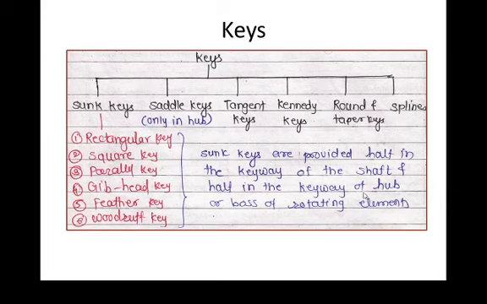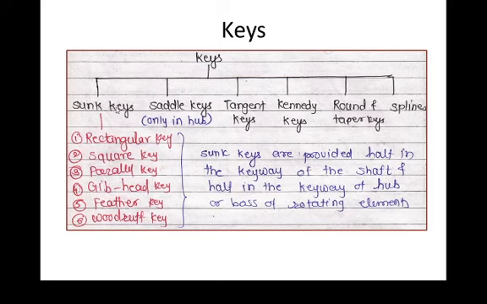Keys are classified into a number of categories, that is the sunk key, saddle key, tangent key, Kennedy key, round and taper key, and the splines. These are the different types of keys depending on the type of application. Now let us see one by one. That is the sunk key.